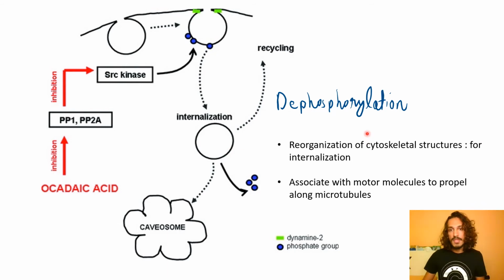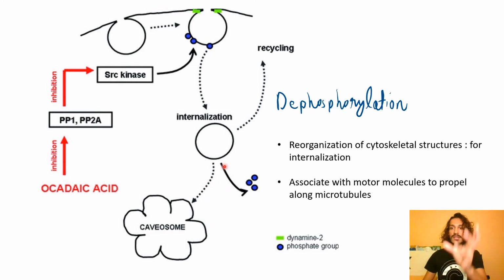So in this whole process, after this, there is reorganization of the cytoskeletal structure. So that is what is going to help in internalization. So I hope you remember the filament and the actin which is involved initially, and reorganization of that cytoskeletal structure will help it internalize. Okay, and after that, it's going to propel with the help of motor molecules along your microtubules and keep going inside.